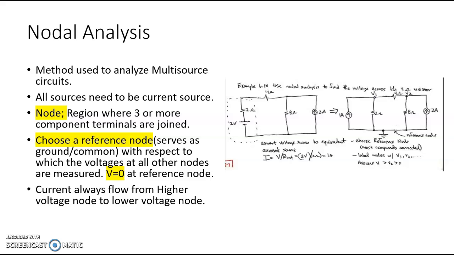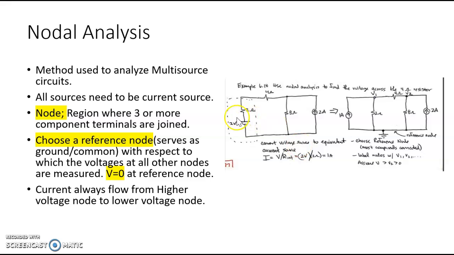So let's jump into the example. It says here, use nodal analysis to find the voltage across the 4 ohm resistor. So this is the voltage that they are interested in, across the 4 ohm resistor. So the first thing to do before we start solving is for us to transform this. It has to be taken from a voltage source into a current source. So here it is easy because we have a resistor right next to it in series.